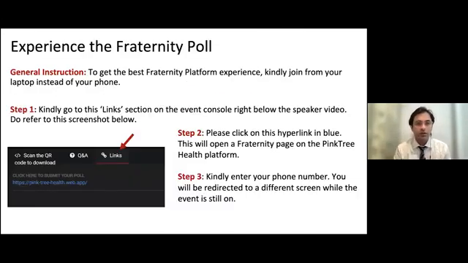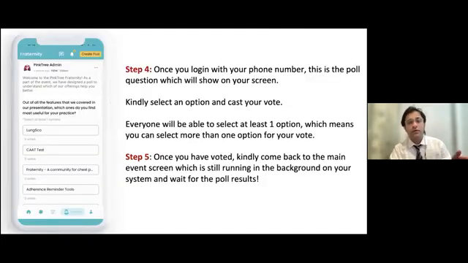So how does the poll work? If you can join from a laptop, it is better. Just go to the link section on the event console right below the speaker video. You can see the screenshot here. It is mentioned there will be a link. Click on the link in the blue, which is the app. It will lead to another page. Enter your phone number. You'll be redirected to a different screen while the event is still on. And here you can log in with your phone number and poll on the question which is written. Once you have done the poll, come back to the screen where you are watching the program.